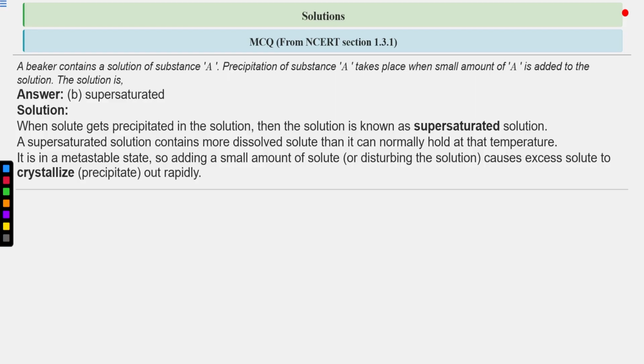So that's why we are using the term supersaturated here, because in the question it is given that when you add a little amount of A, the substance A starts to precipitate. That precipitated solute is present in the solution. That solution is a supersaturated solution because it has reached the maximum dissolving power for its solute. So the correct answer is option B, that is supersaturated. Okay, moving on to the next one.